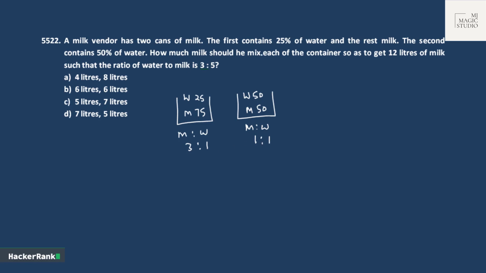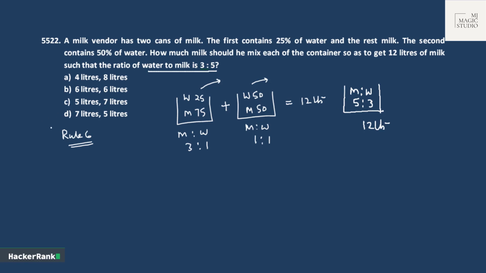How much milk should be mixed from each of the containers so as to get 12 liters of mixture such that the ratio of water to milk is 3:5? So in the new container, the ratio of water to milk is 3:5. That means milk to water ratio is 5:3, and this should be 12 liters. We'll use rule 6, the butterfly diagram.